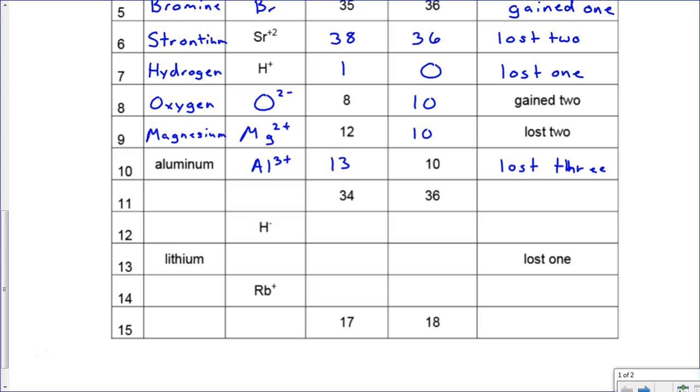Next one, atomic number 34, that is selenium, which has atomic symbol Se. It's got 2 more electrons here than it has protons, so it's got a 2- charge, and that means it gains 2 extra electrons in this case.